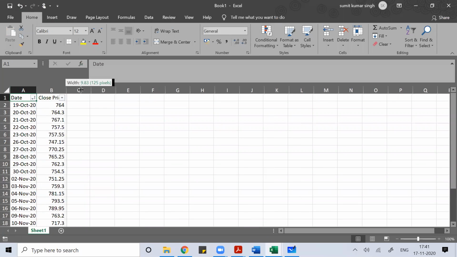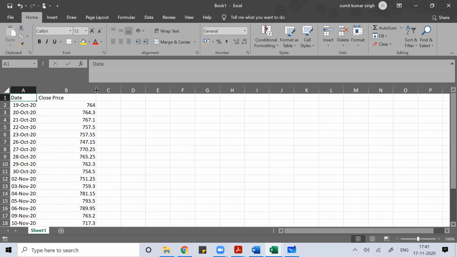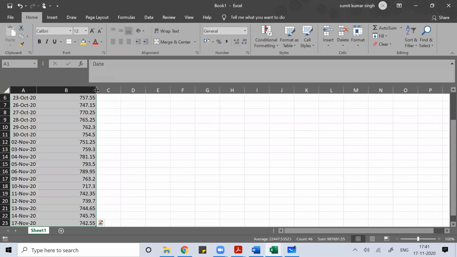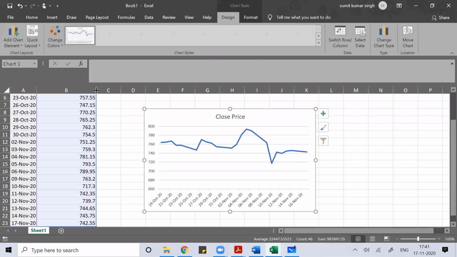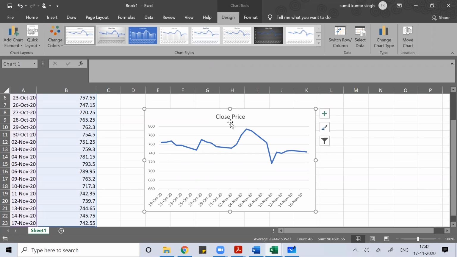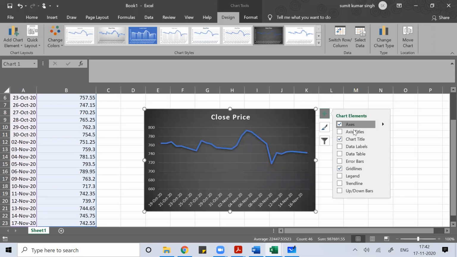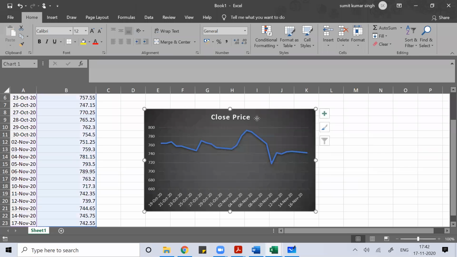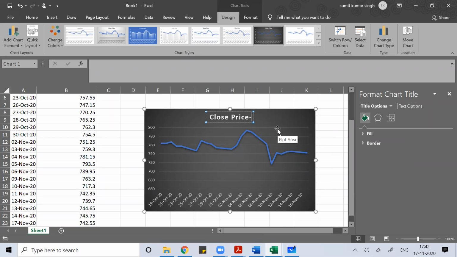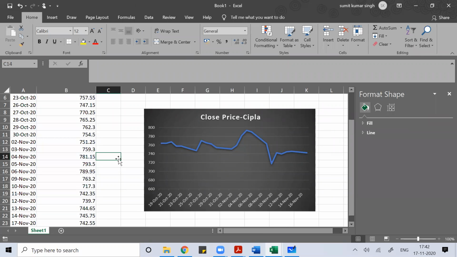Once you get this, you can plot the graph on this. So you can see this is a very simple line diagram you have drawn, by only looking at the closing price of the stock. If you want, you can change this diagram the way you want. This is the closing price of the Cipla stock, and you can see the stock price going up and down.